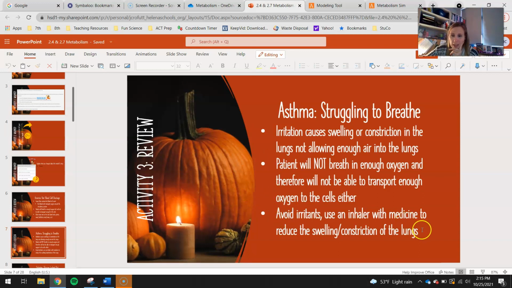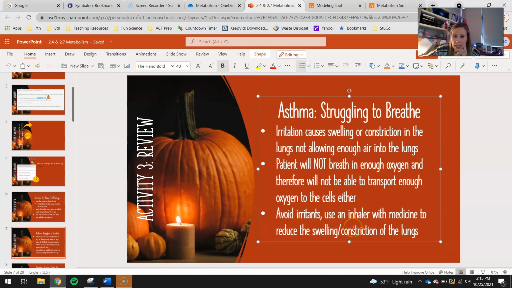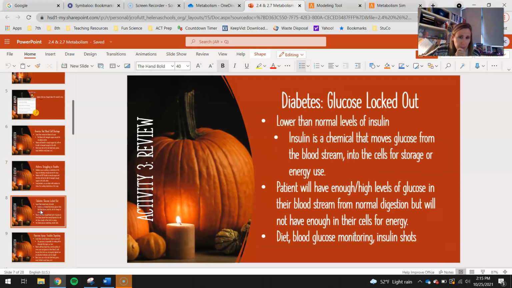Okay, so a way to prevent this or to medicate this is to avoid irritants. Or if you guys have asthma bad enough, you can use an inhaler with certain medicines or steroids, which help us reduce the swelling of the lungs, so allowing more oxygen in our lungs to begin with. All right, next one.